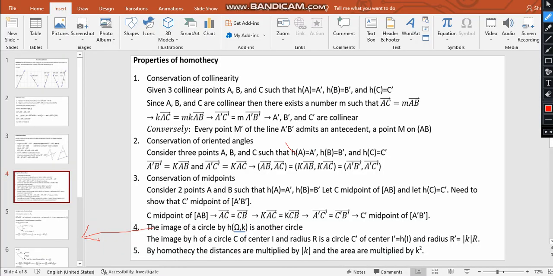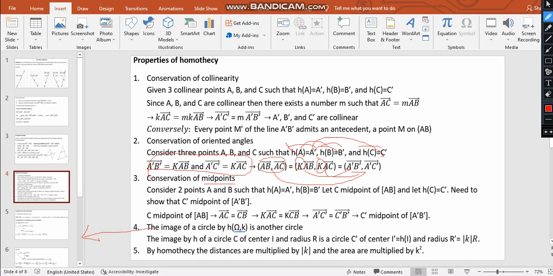How do we prove it? Suppose h(A) is A prime, h(B) equals B prime, h(C) equals C prime. So we know that A prime B prime equals K AB, and A prime C prime equals K AC. Now I want to show that they have the same angle. If you multiply the vectors AB and AC by K, nothing is going to change since I'm multiplying by a number. So K AB is nothing else than A prime B prime, and K AC equals A prime C prime. So they preserve oriented angles.